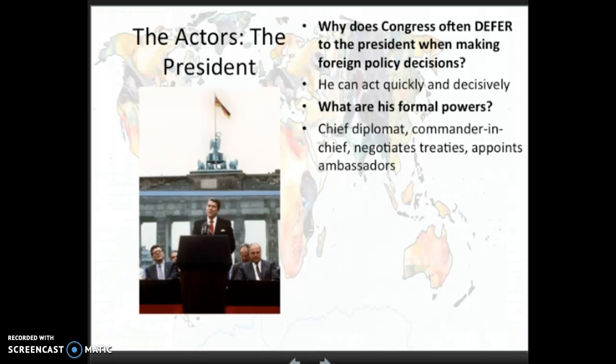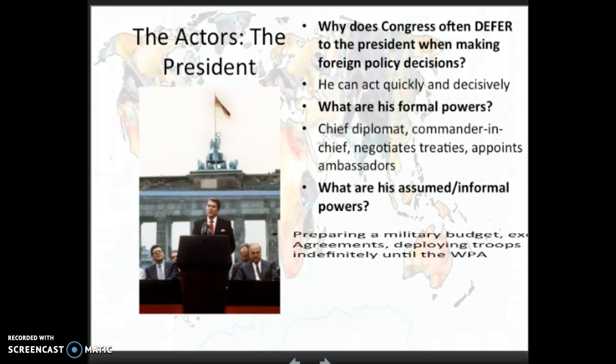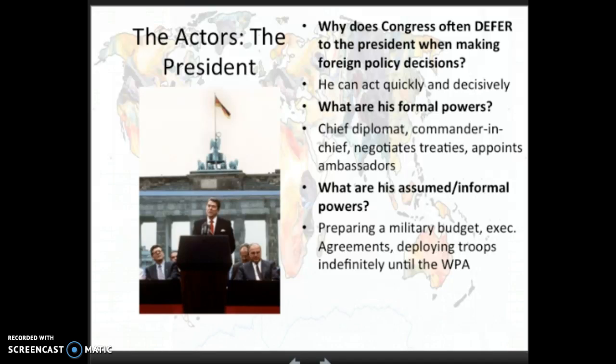He gets to receive ambassadors and recognize foreign countries. He negotiates treaties. He is also commander-in-chief, which means he gets to send troops into action and decides what weapons to use. He does have some assumed or informal powers. As the president, he gets to prepare a military budget.